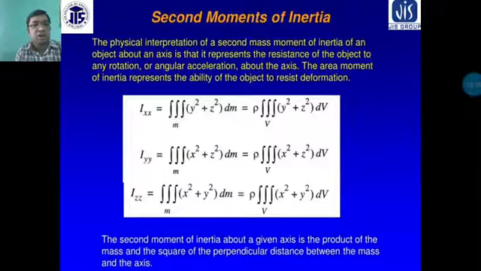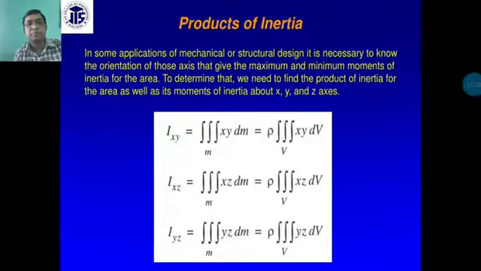The second moment of inertia about a given axis is the product of the mass and the square of the perpendicular distance between the mass and the axis, like the second mass moment of inertia.